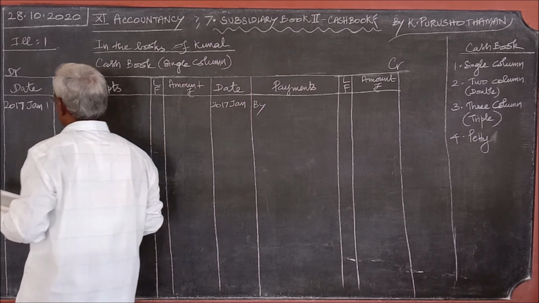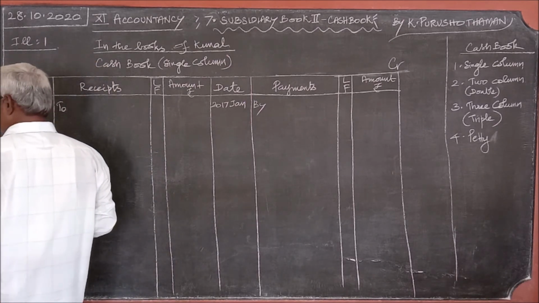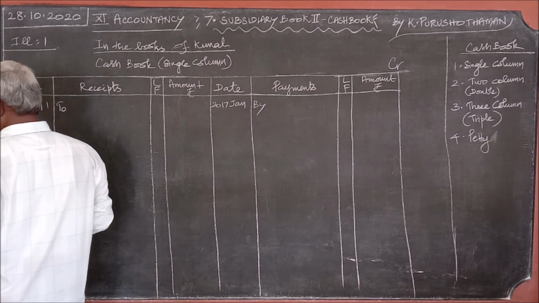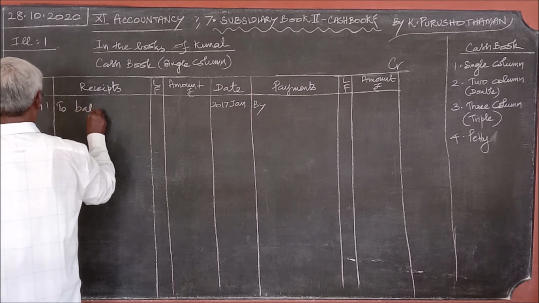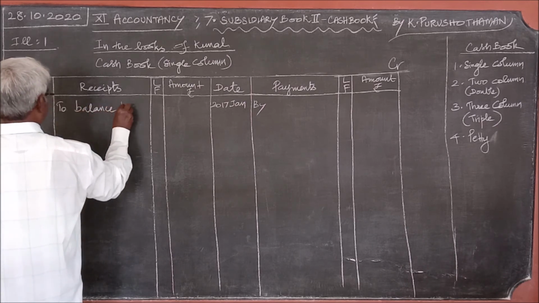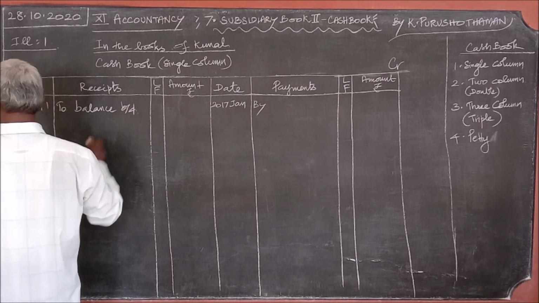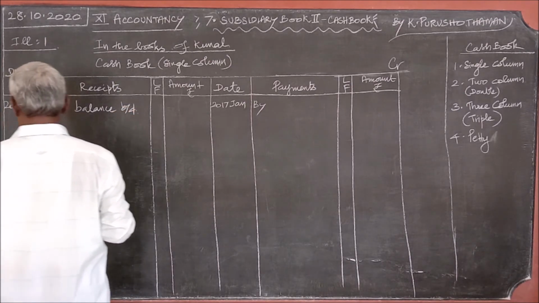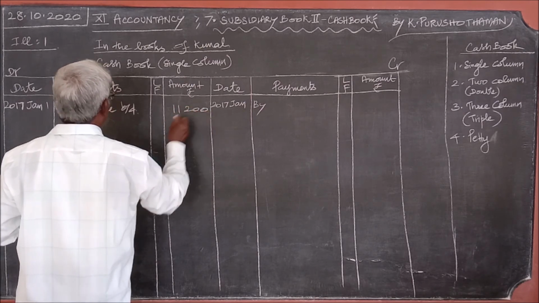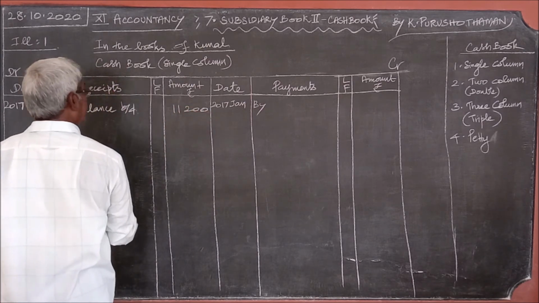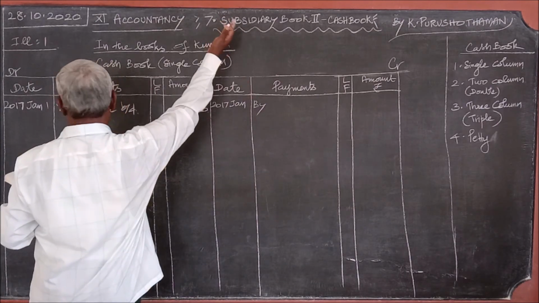2017 January 1st, the cash balance, bank balance or cash in hand, etc., is given like that. To balance brought down, the amount is 11,200. All the receipts we should write here, all the payments we should write there.